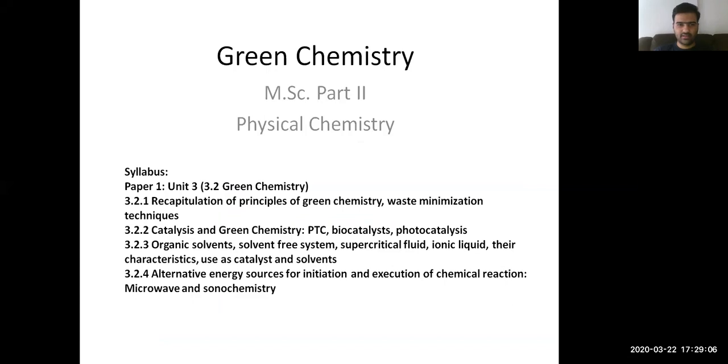So once again, this is where our syllabus brings us. We've already covered 3.2.1 to recapitulate basic principles of green chemistry and the 12 principles of green chemistry. Then we also discussed a large number of waste minimization techniques that can be applied at the chemist stage. They can be applied at the engineer stage, the production stage, and so on and so forth, right?